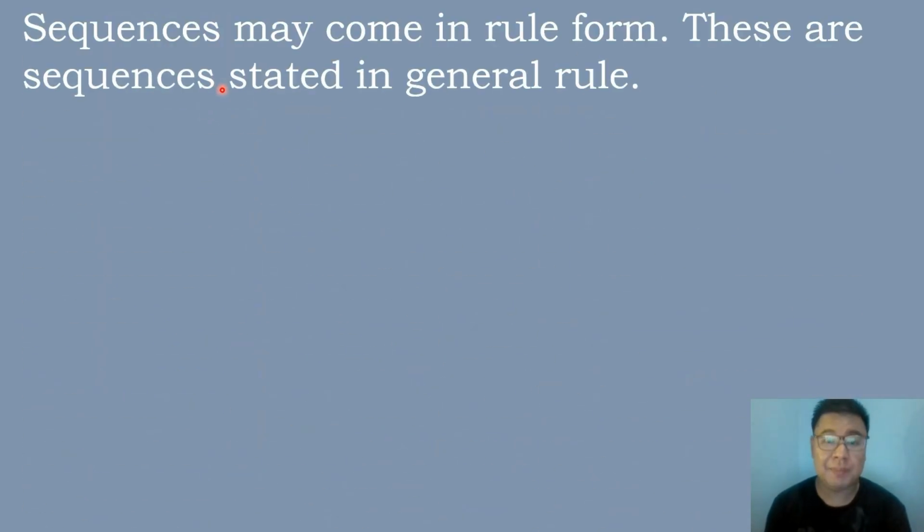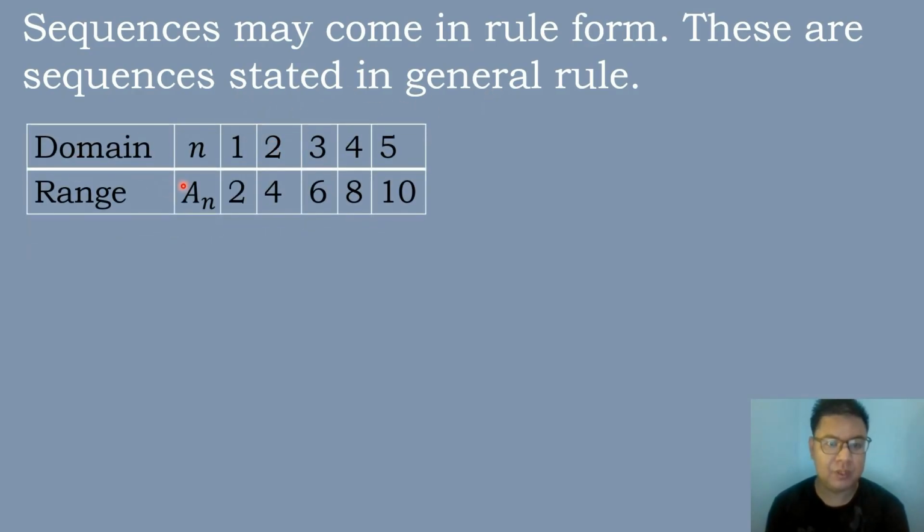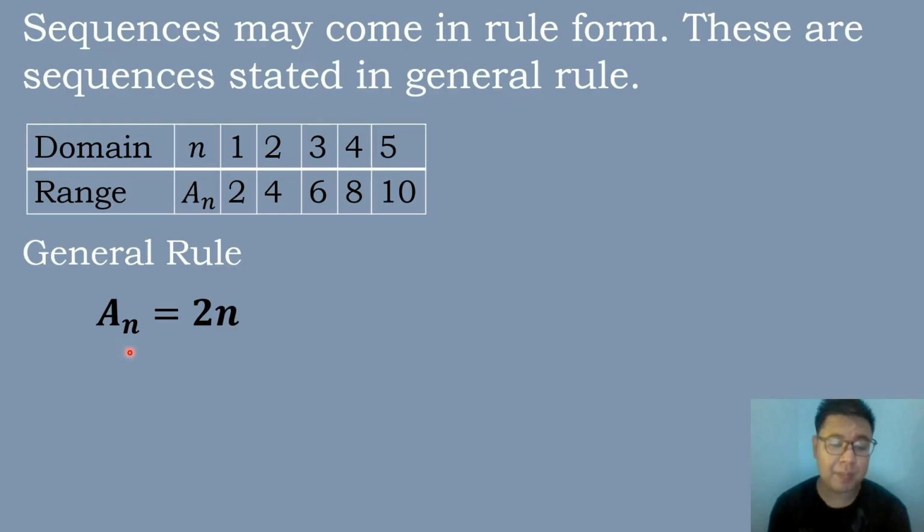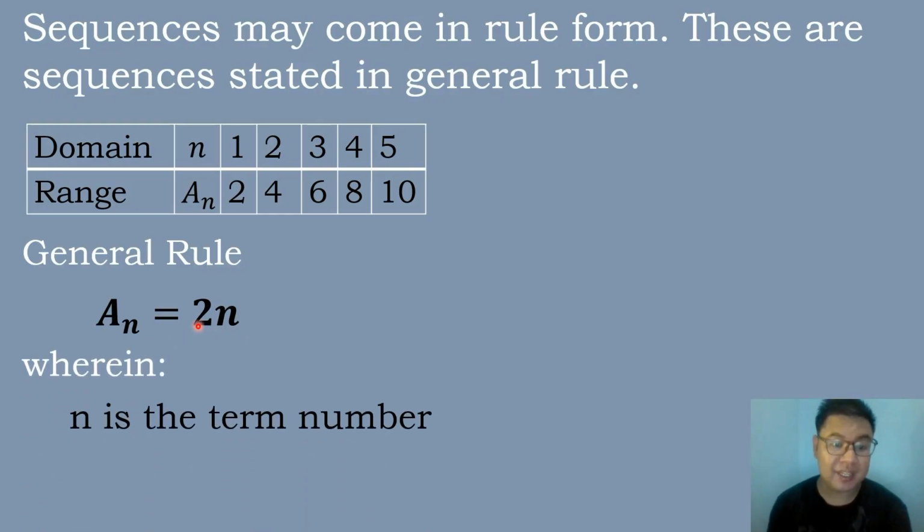So sequences may come in rule form. These are sequences stated in a general rule. For example, the first term is equal to 2, second term is equal to 4, third term is equal to 6, fourth term is equal to 8, and the fifth term is equal to 10. So the general rule of this sequence is a sub n is equal to 2n, wherein n is the term number and a sub n is the nth term.